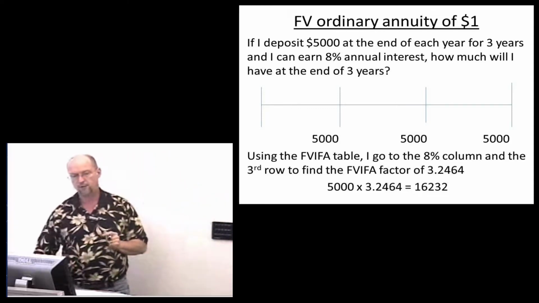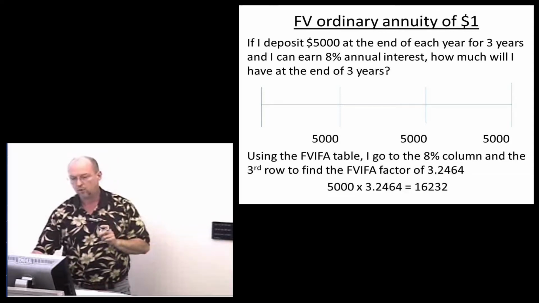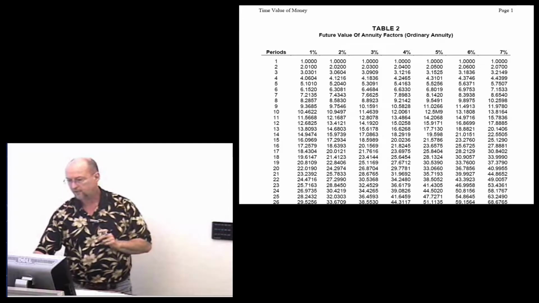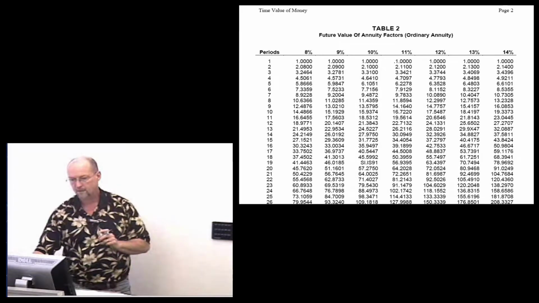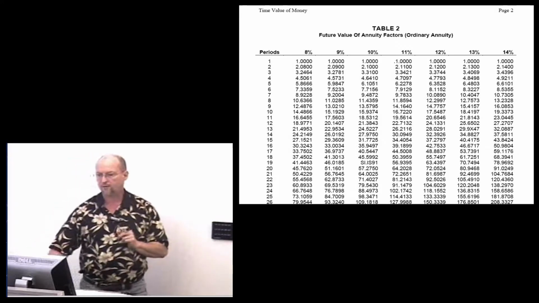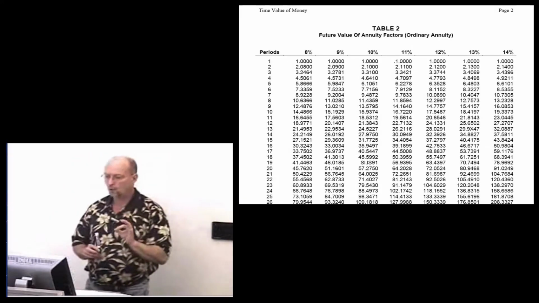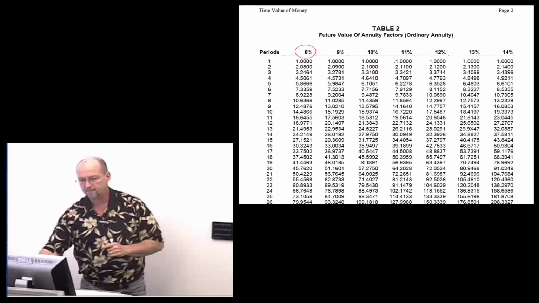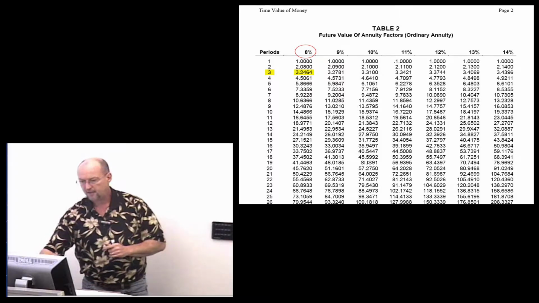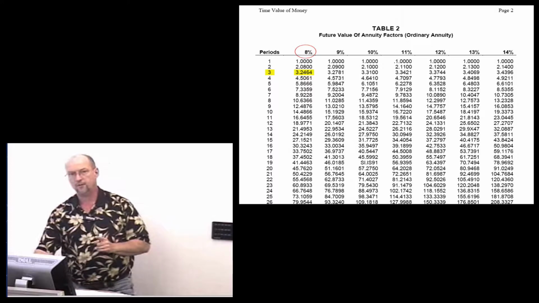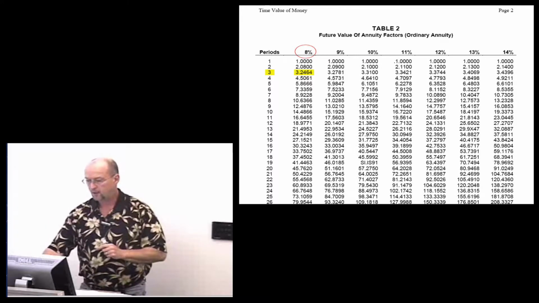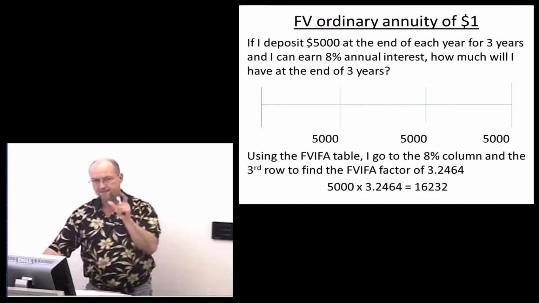Now I'm going to go to the future value ordinary annuity table. Okay, I'm going to go down to the 8% column. Future value of an ordinary annuity. And here's my 8% column. I'm going to go to the third row, and we call these numbers factors. My future value ordinary annuity factor is 3.2464.